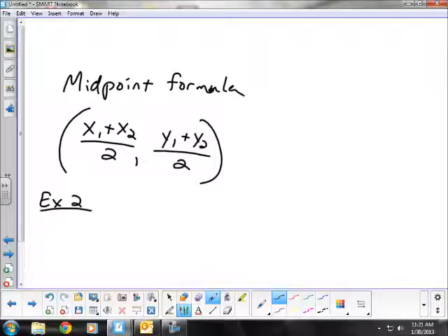are the ones where they give you the midpoint and you have to work backwards to find out what the endpoint would be.